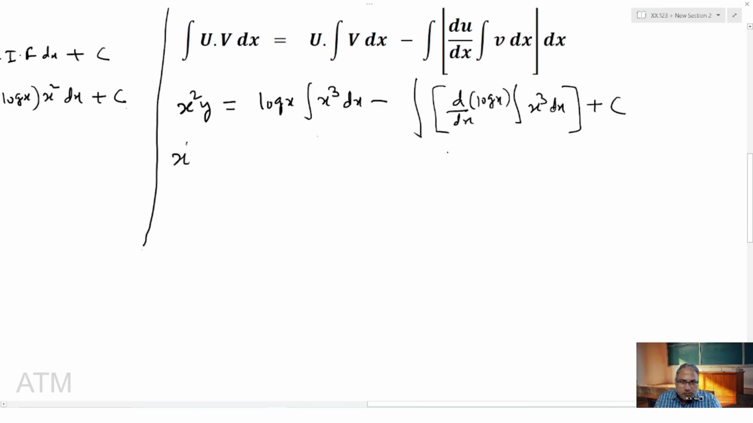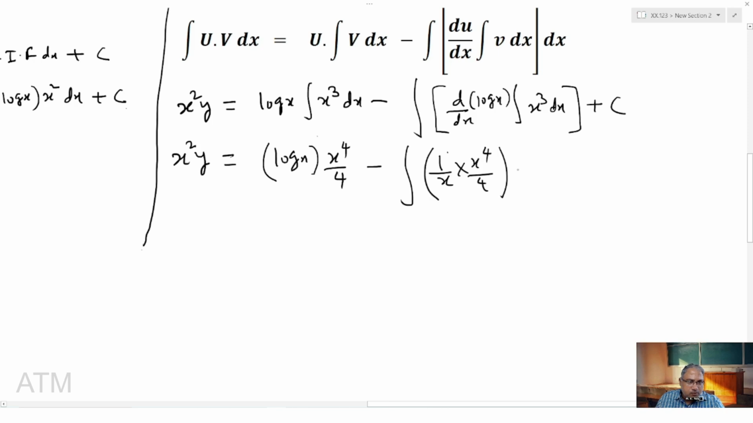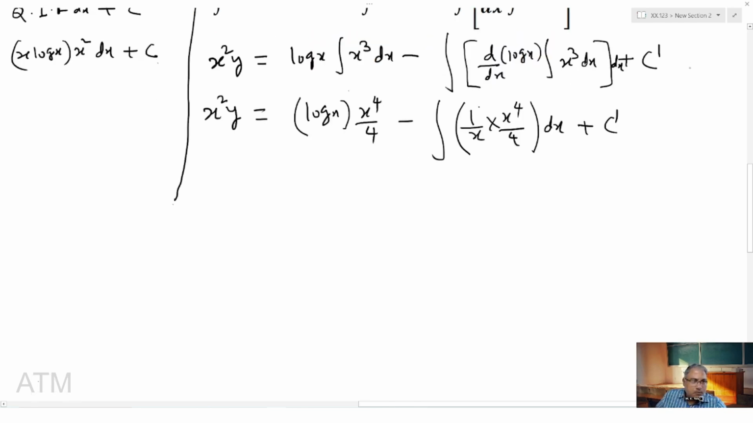So x square y equals log x, and the integration of x cube is nothing but x raised to 4 upon 4, minus the integration of the derivative of log x, which is 1 upon x, and the integration of x cube, which is x raised to 4 upon 4, with respect to x, plus c. Here in place of c we can write c dash.